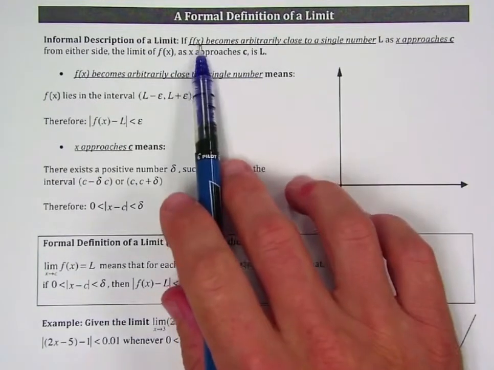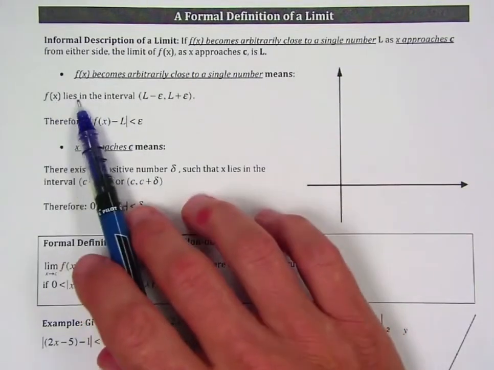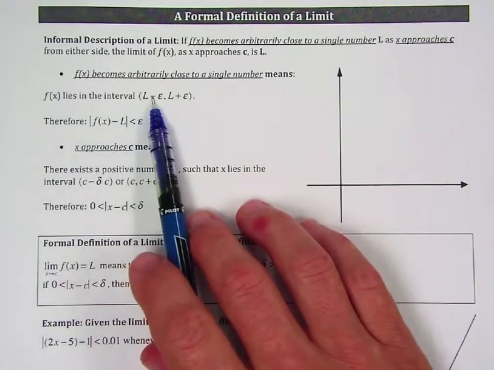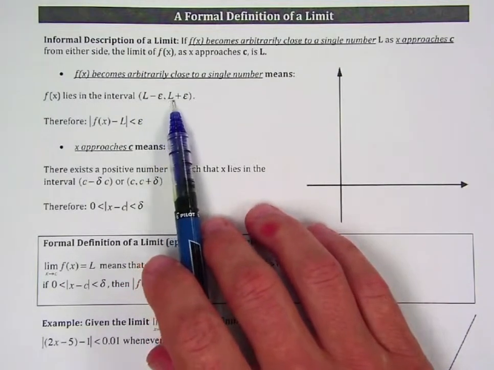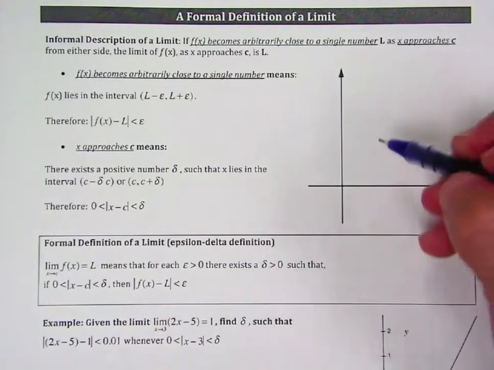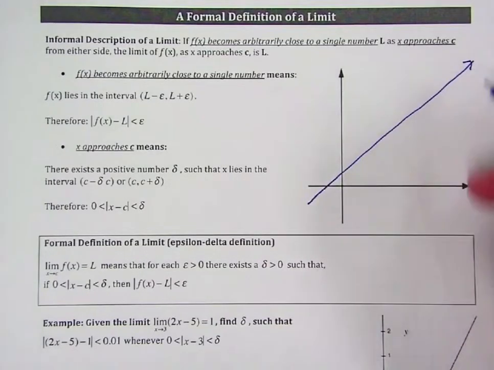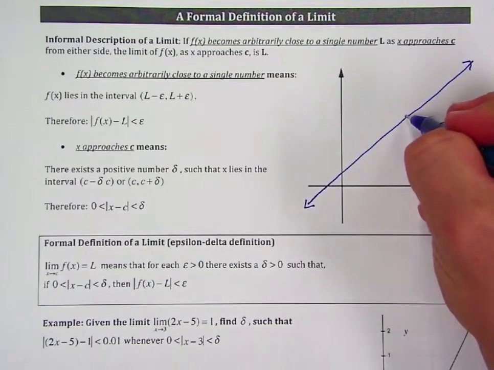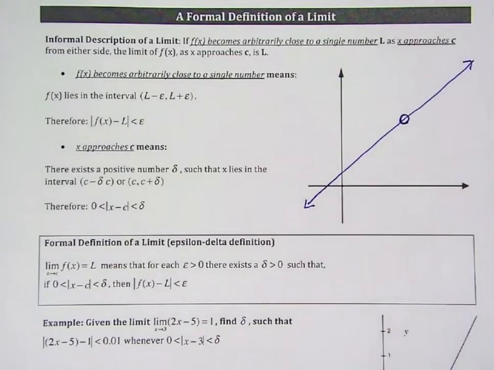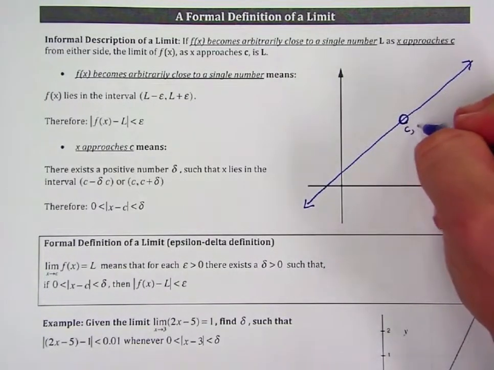So this first part, f of x becomes arbitrarily close to a single number, means that f of x lies in the interval L minus some epsilon, comma, L plus some number epsilon. Here's what that looks like. Let's just draw a straight line as our function. Why not? And we'll choose this point right here as our limit. So again, this is the point c, comma, L.